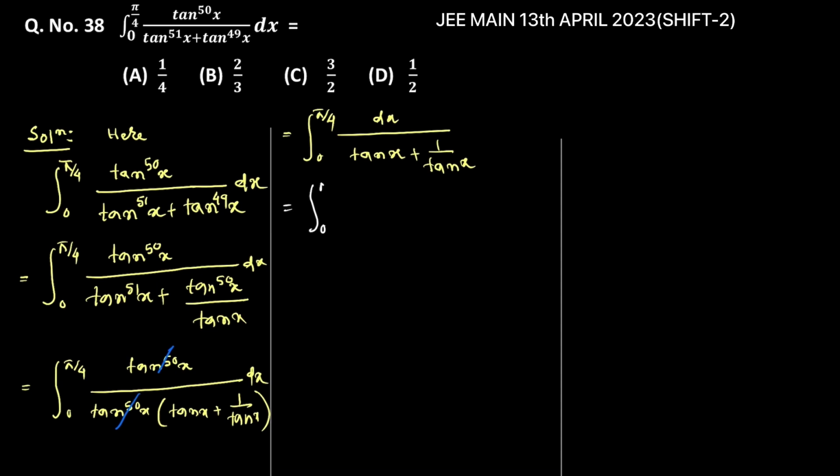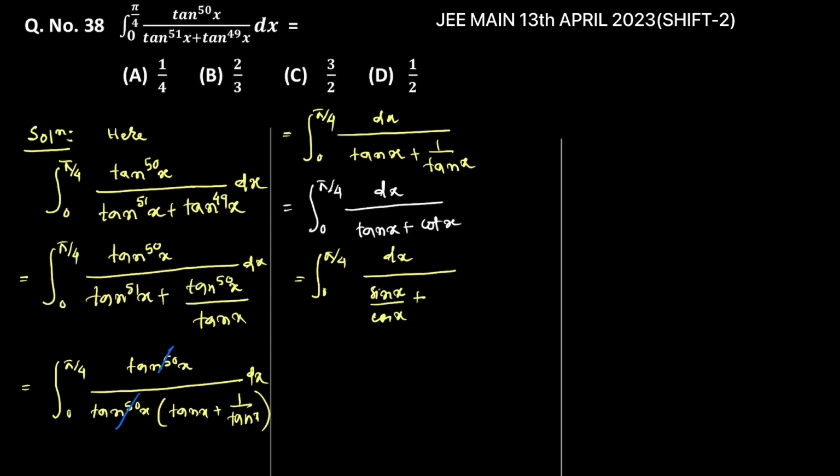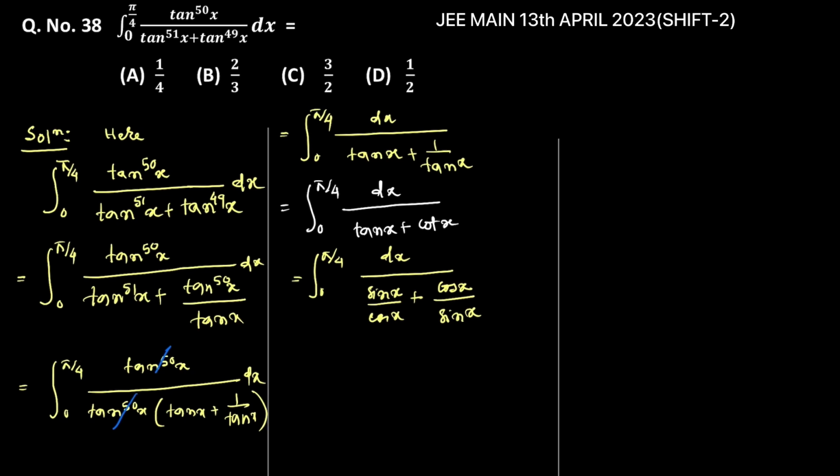Then we have integration of 0 to pi by 4 dx divided by 10x plus cot x, which is equal to 0 to pi by 4 dx divided by, we convert 10x to sin x by cos x plus, we convert cot x to cos x by sin x. If we simplify this part, then we will get sin square x plus cos square x in the numerator, and cos x into sin x in the denominator.